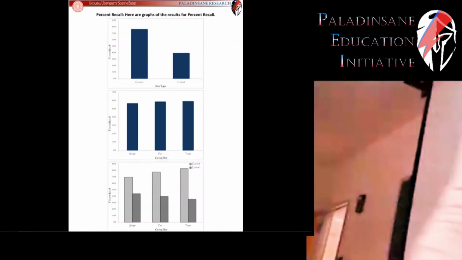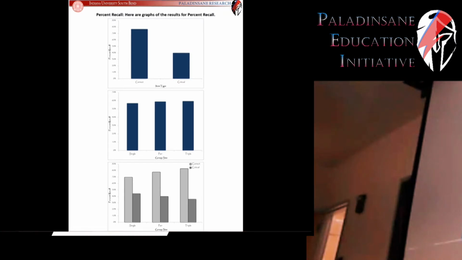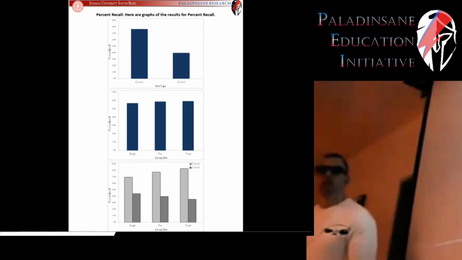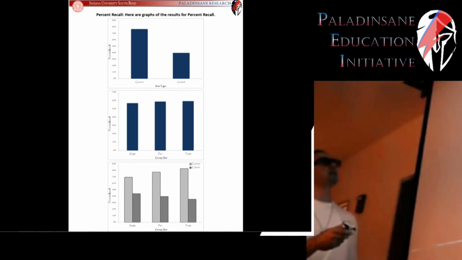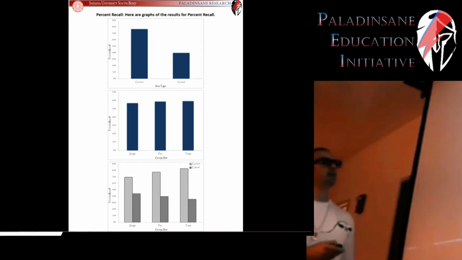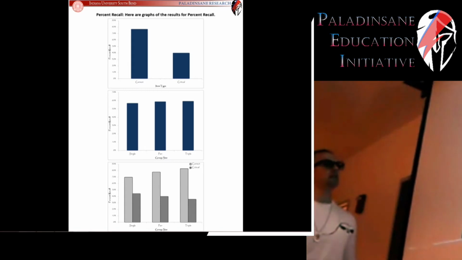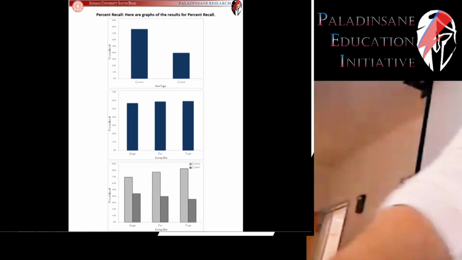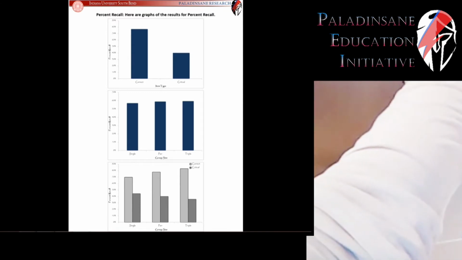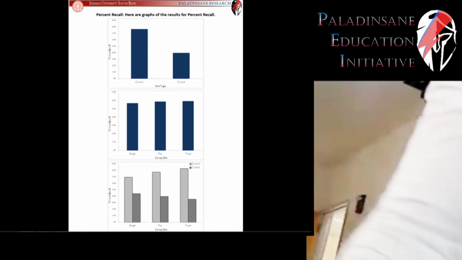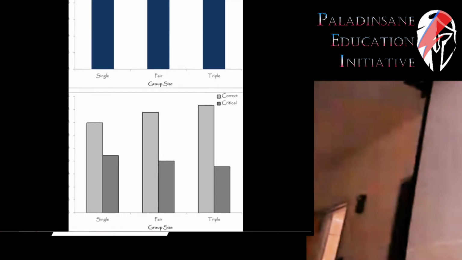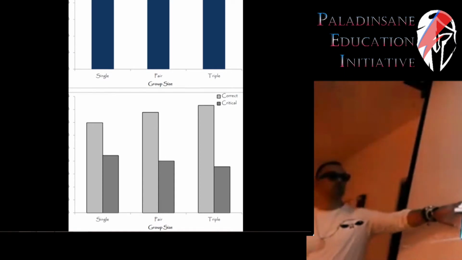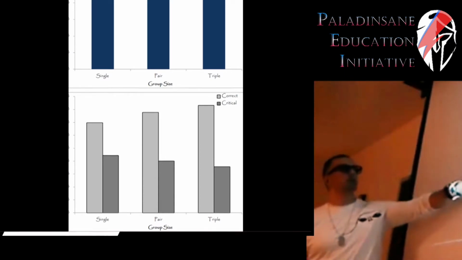So these are the graphs of percent recall. And this up here is the main effect for item type. And this down here is the main effect for group size. And this is the interaction. Figure 1 is going to be the interaction. So figure 1 needs to be this figure here. So it needs to be the figure for the interaction.